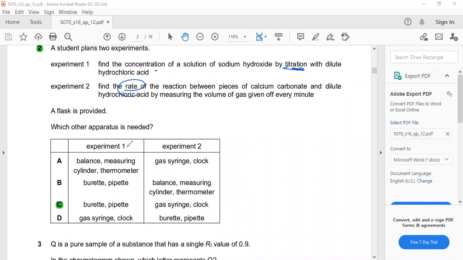Okay, in experiment one, for titration, obviously you need a burette and pipette. You don't need a balance for titration because you are given a solution. You don't need a gas syringe. You need a burette and pipette. Yes, B and C, any one of them is correct. But for experiment two, we don't need a thermometer for rate here. So we need a gas syringe and clock for rate of reaction. So C is the answer. Okay.